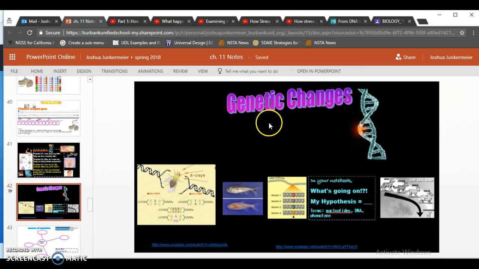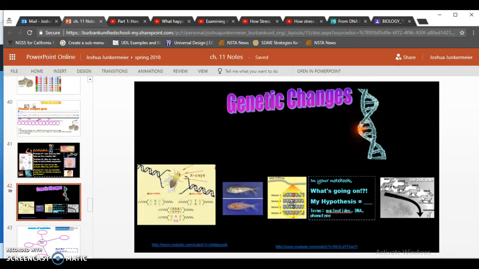Now let's think about it. What happens when the DNA is changed? What if we take a single nucleotide and change it, or just delete a whole section? Well, I know the images are small, but what I want you to do is, in your notebook, for slide 42, it says, make a hypothesis. So write slide 42, and then you can put my hypothesis is, and then use these words nucleotide, DNA, and phenotype to describe what's going on in any of these images.